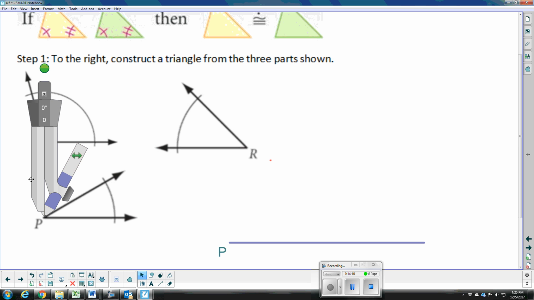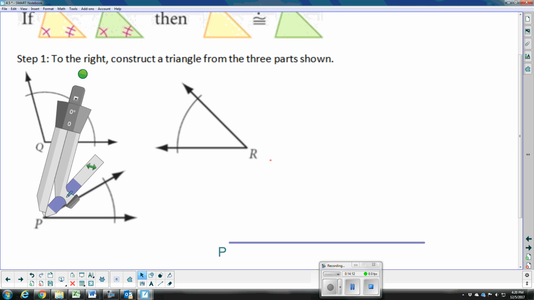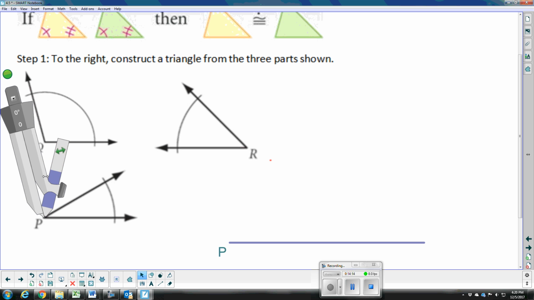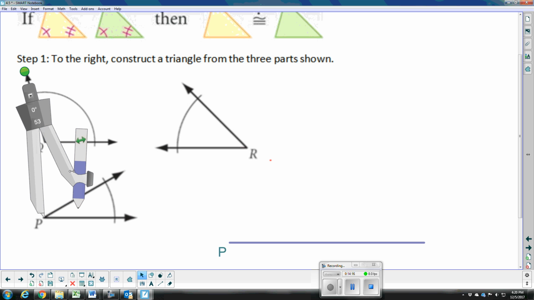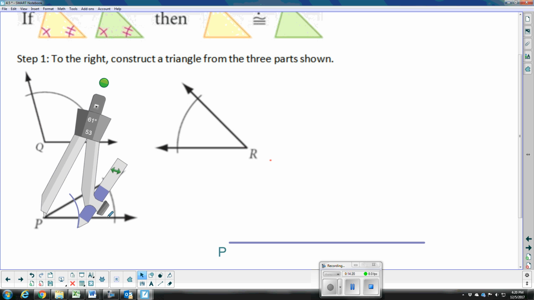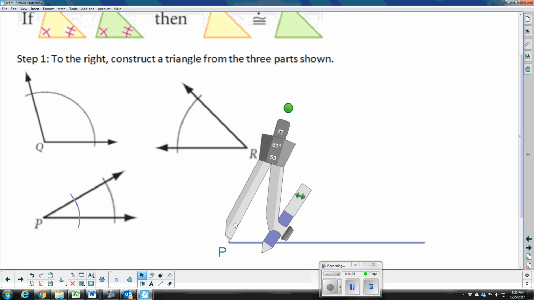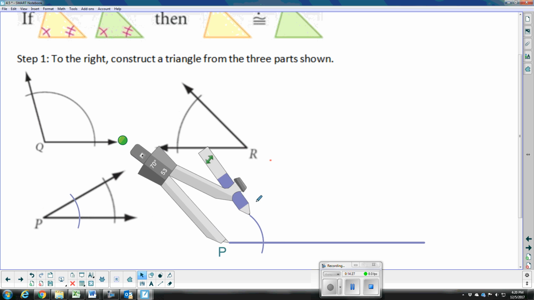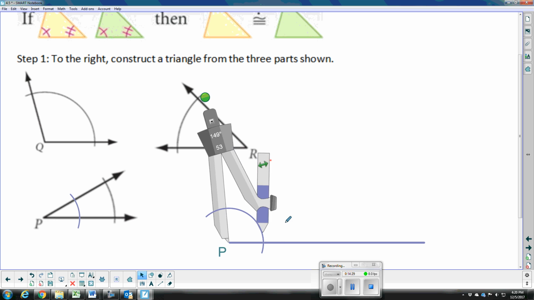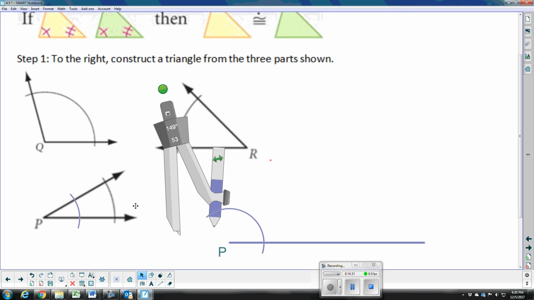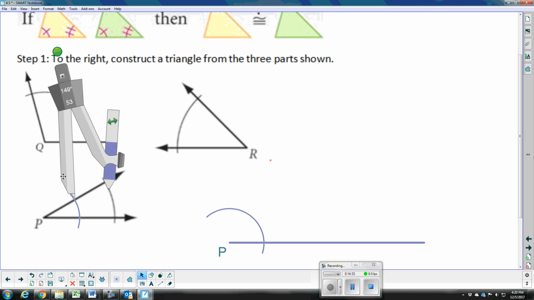So duplicating an angle, our first step is to draw an arc. And then I'm going to go over to my little segment that I just drew. I'm going to draw the same arc. Then I'm going to come back over here and measure how big that arc is. This is how I duplicate an angle.